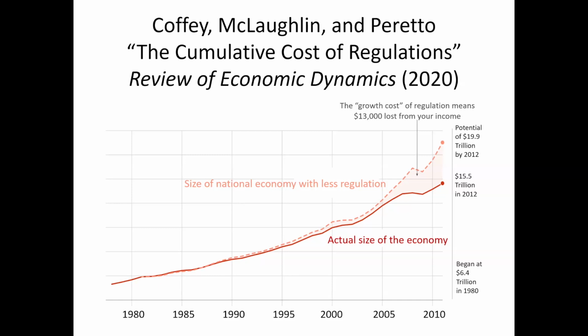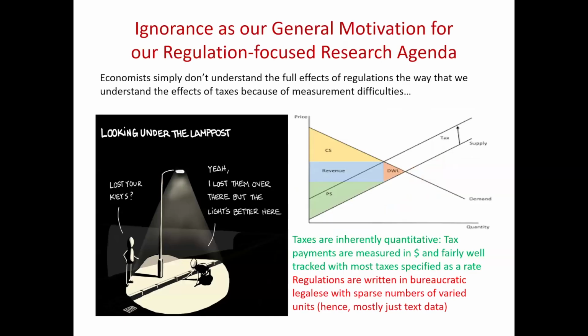So our general motivation is that economists don't seem to understand the full effects of regulations the same way we do taxes. We've studied taxes for so long that we're so good at quantifying the effects that we can create a little diagram and describe the triangles. If you're not familiar with this, there's the little deadweight loss piece, the orange triangle in there, that we can describe as a result of the tax by decreasing the total quantity of stuff that's being produced. And we're really good at that as economists, but it ends up that regulations are written in a sort of bureaucratic legalese. And so it's not inherently quantitative data that's easy to work with. It's mostly text data.